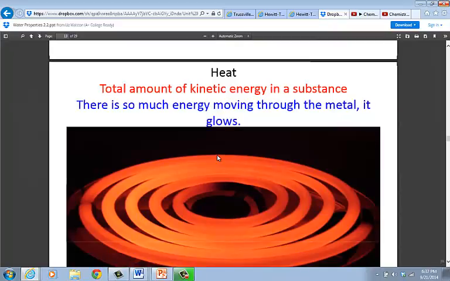But notice this has a plus and this has a minus now. Now, heat is the total amount of kinetic energy in a substance. Remember, we said kinetic means energy in motion. So there's so much energy moving through the metal that it ends up glowing.